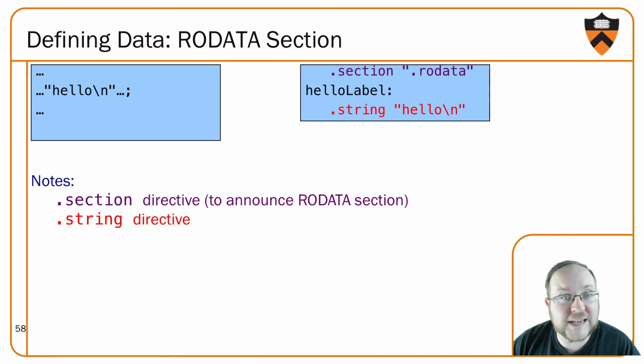Finally, the RO data section. We've been noting since the earliest days of this class that the compiler places string literals into the RO data section. But if you're not using a compiler at this point and you want a string literal to be in the RO data section, you need to put it there yourself. The .string directive does just that. It allocates enough memory for the string, including the null byte at the end, the \0 at the end, and it stores that string into the allocated memory.